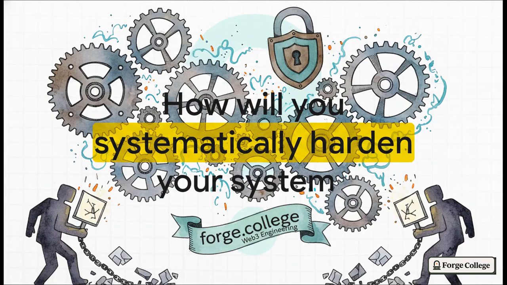Which leaves us with one final thought. In a Web3 world where a single misplaced variable can literally cost millions, how will you systematically harden your next integrated system? As we wrap up this module on contract patterns, really think about how you'll prevent your own proxies from stumbling in the dark.